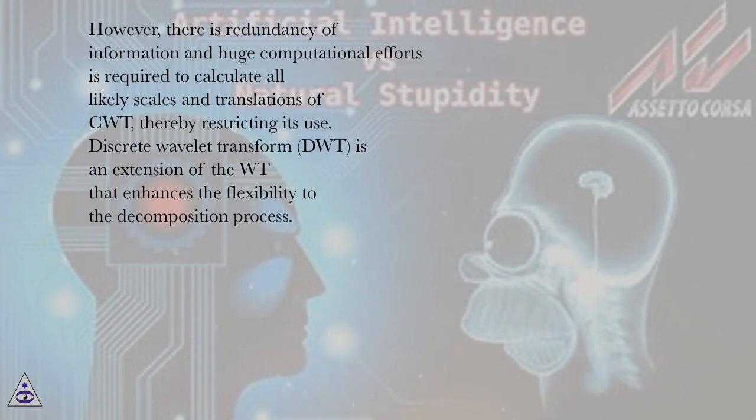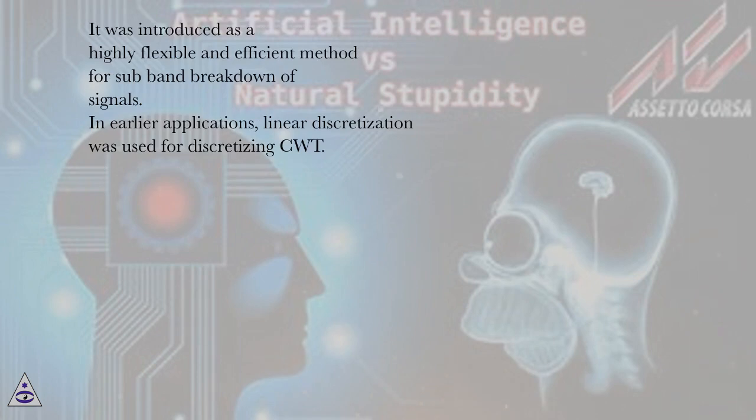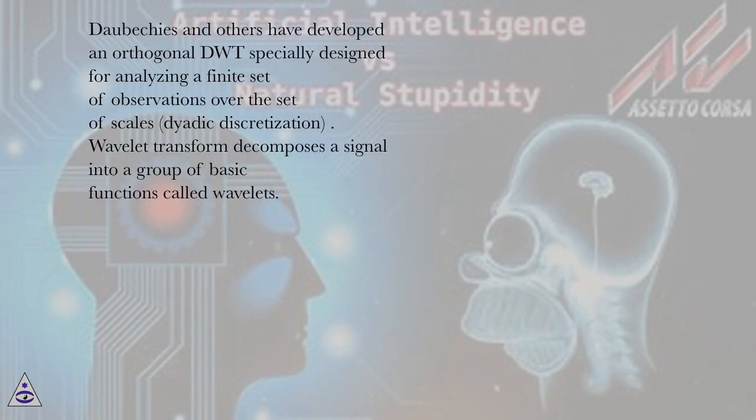Discrete wavelet transform, DWT, is an extension of the WT that enhances the flexibility of the decomposition process. It was introduced as a highly flexible and efficient method for subband breakdown of signals. In earlier applications, linear discretization was used for discretizing CWT. Daubechies and others have developed an orthogonal DWT specially designed for analyzing a finite set of observations over the set of scales, dyadic discretization. Wavelet transform decomposes a signal into a group of basic functions called wavelets.